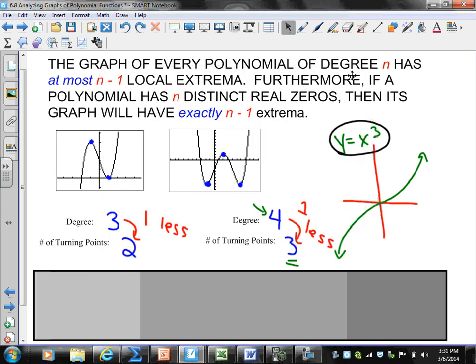Furthermore, if a polynomial has n distinct real zeros, then it will have exactly n minus 1 extrema or turning points. Again, that's not so much a big deal as just understanding that the maximum number of turning points is going to be 1 less than the degree. Okay, so let's see what this does for us here.